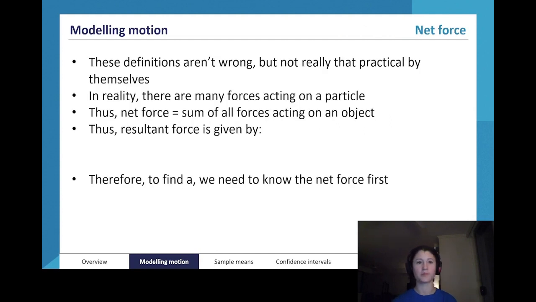Alright, so these definitions that I've given aren't wrong, but they're not really that practical by themselves, because in reality, there are lots of different forces acting on a particle, not just one force in one direction. A lot of the times we have particular forces all pulling in different directions. We might have an applied force and wind or friction, a lot of things going on at once. So, what we usually deal with in specialist is the net force, and the net force is the sum of all of the forces acting on an object, right? As a result, our resultant force is given by F net equals the sum of F, right? The sum of all of our forces. Again, you don't really need to remember this equation, it's just a concept you need to remember.